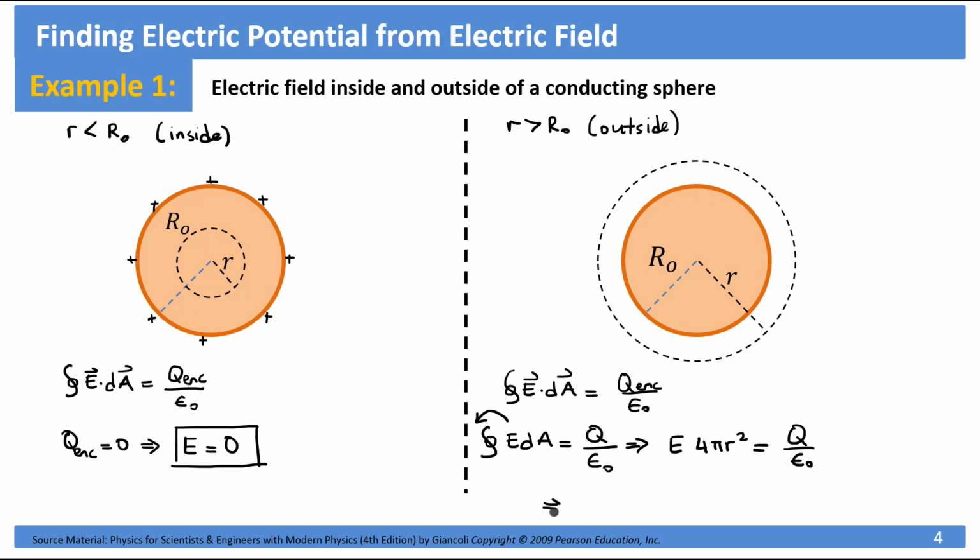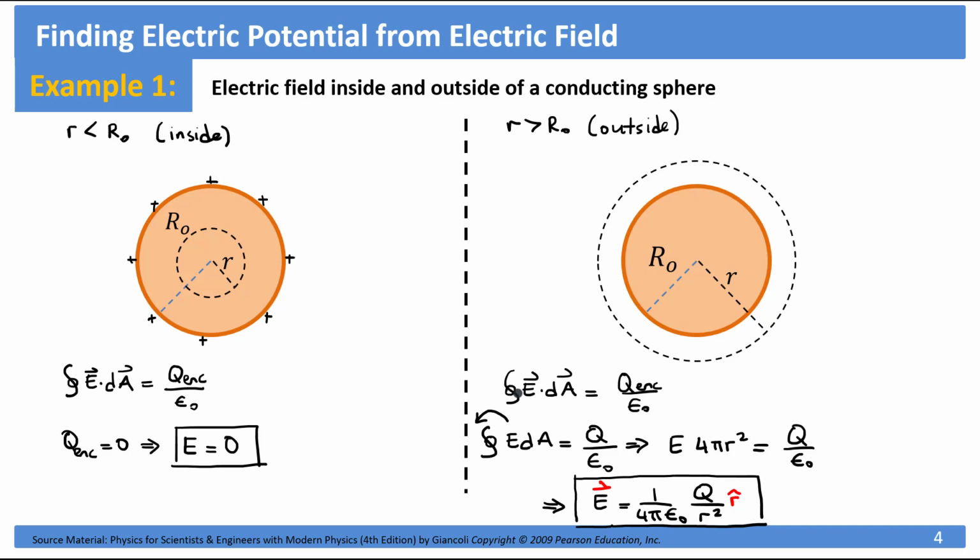If you solve this for the electric field, what you are going to get is 1 over 4 pi epsilon 0 times Q over r squared. And if one needs to write this as a vector, we can write it as 1 over 4 pi epsilon 0 times Q over r squared r hat, where r hat is our unit vector that's always radially outward. Okay, now we have our electric field inside the sphere as well as outside the sphere.